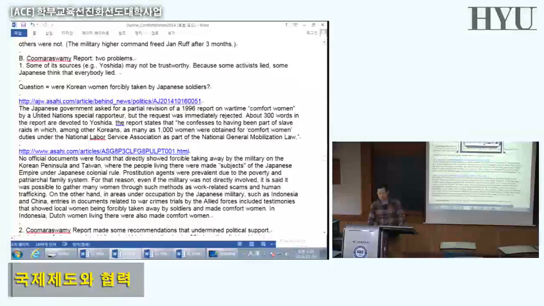And then, there was this guy named Yoshida who confessed to kidnapping like 1,000 Korean women on Jeju Island, but later it was found that this was not truthful. And so the Comfort Women issue was written about in the early 2000s. This came out this year, so I'm linking it to current events. Okay, let's get a volunteer to practice their English. Who can read this?